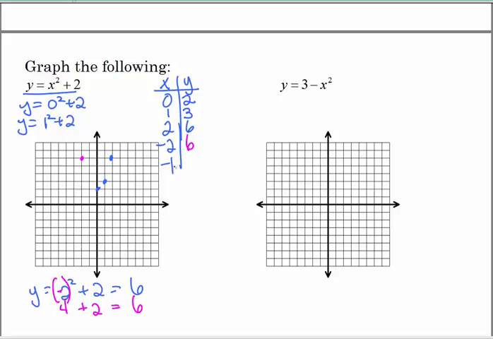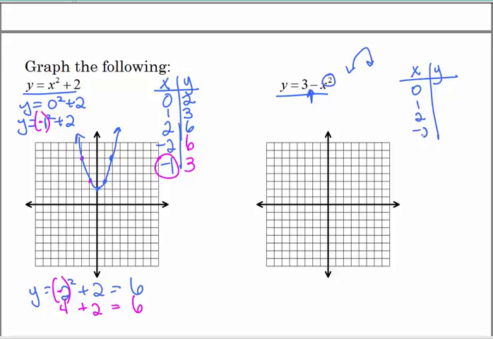All right, so what do you think is going to happen when I plug in negative 1? You're right, it's going to be the same thing as positive 1. And then if you connect those, you're going to have your pretty little smiley face parabola. On this one, it's going to be a parabola again, not a line because of the x squared. And because the negative is in front of the x squared, I know it's going to go down. But let's plug in those same numbers, 0, 1, 2, negative 2, negative 1.